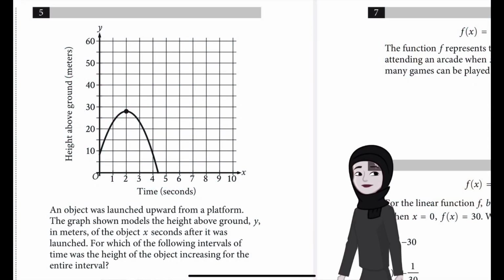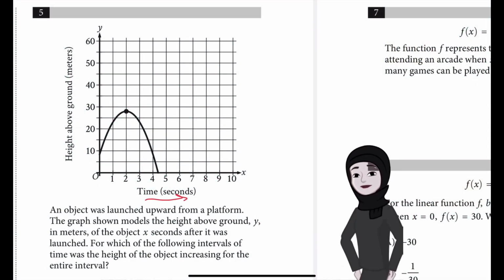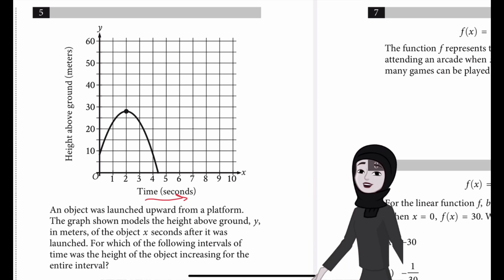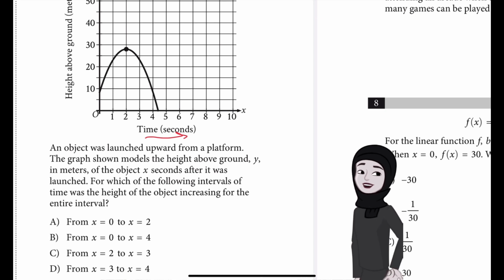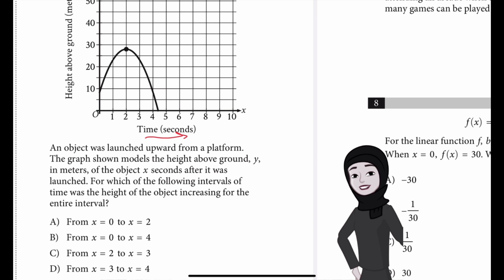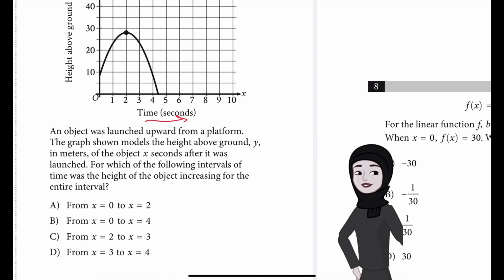Question number 5, we have a graph given. The time in seconds is on the x-axis and the height above ground is on the y-axis. So an object was launched upward from a platform. The graph shown models the height above the ground y in meters of the object x seconds after it was launched. For which of the following intervals of time was the height of the object increasing for the entire interval?